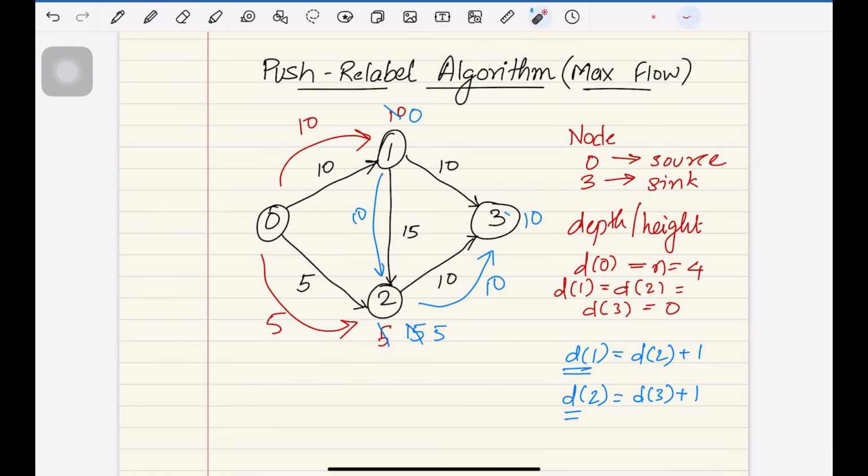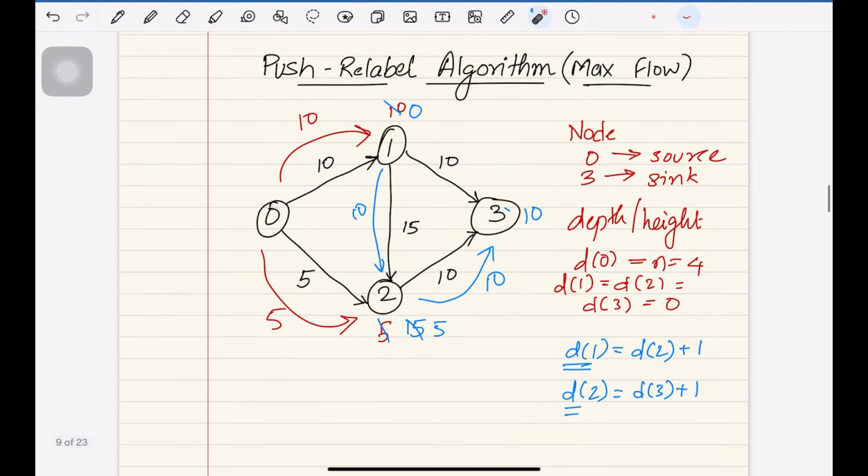So at node 2 we have 5, at node 3 we have 10. Now the algorithm ends when there are 0 excess values at each of the nodes except 0 and 3, which is the source and the sink. Okay, but we still have 5. We need to take care of this 5, right? Since this is a directed graph, and we have made a push from 1 to 2, we can make a push from 2 to 1 also, right? So now the next condition would be we have to send 5 from 2 to 1.